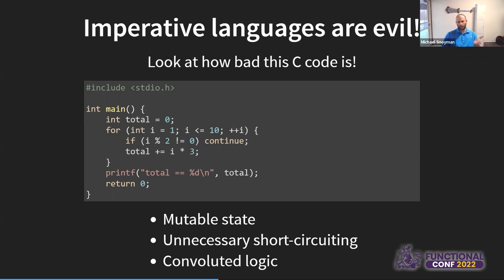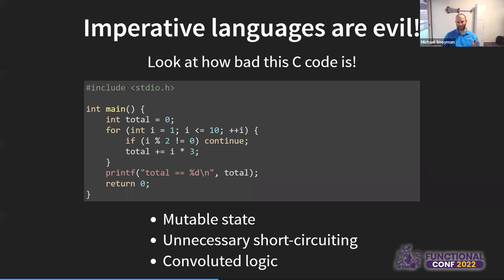Now, everyone can probably stare at this for a little bit, and you can figure out what this code is doing, but it's not exactly intuitive. You can see here that we're looping, I is going to be the numbers 1 through 10, not too difficult to see. You can squint here and see, okay, well, I modulus 2 not equal to 0. Not equal to 0 means that it's going to be odd. Then we're going to continue. That means we're going to short circuit. So we're not doing the odd numbers. We're doing the even numbers now. And here, we're going to take those even numbers, multiply them by 3, and add them to total.